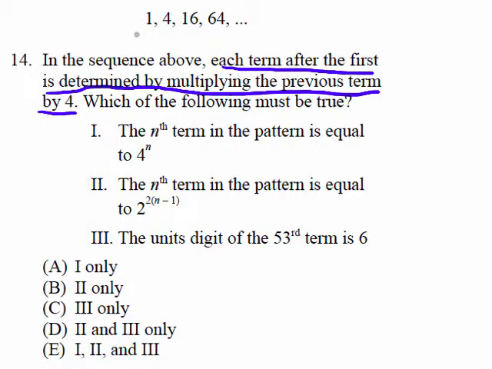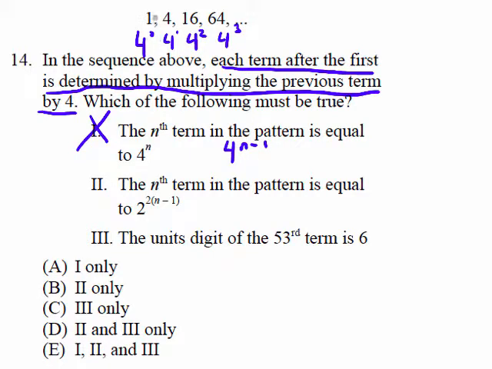We can also say that 1 is 4 to the 0, 4 is 4 to the 1, 16 is 4 squared, 64 is 4 cubed, right, etc. So this is going to be the key to us seeing what's going on with Roman numeral 1. Roman numeral 1 is not true because the nth term is not equal to 4 to the n. The first term is equal to 4 to the 0. The second term is equal to 4 to the 1. So the nth term is not equal to 4 to the n. The nth term, in fact, is equal to 4 to the n minus 1, right?